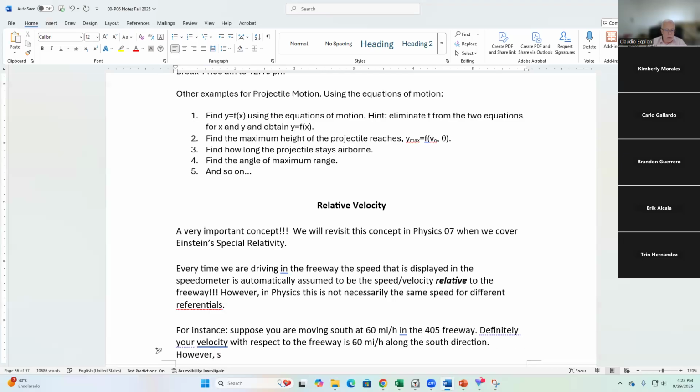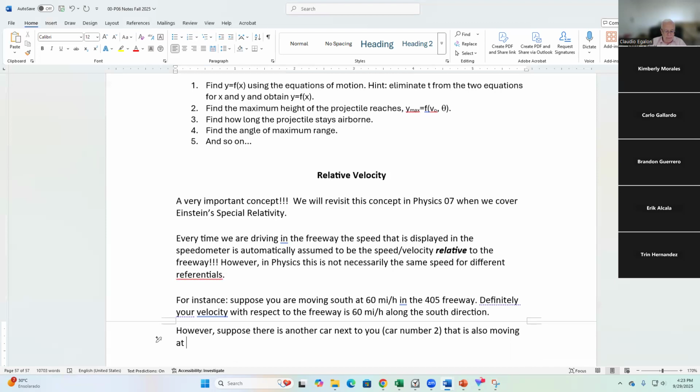However, suppose there is another car next to you, car number 2, okay, that is also moving at 60 miles per hour towards the south direction.